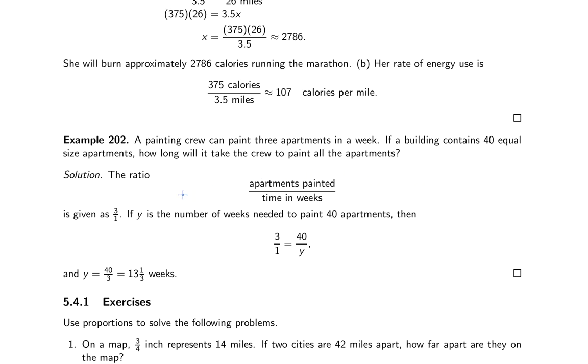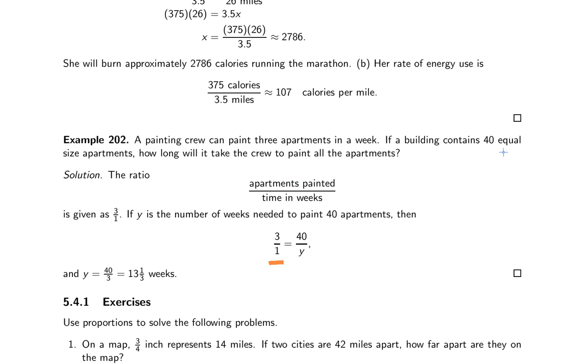So what's the rate here? Well, it's apartments painted per time in weeks. Okay, so the first sentence gives us the rate, 3 apartments per week. So that's this rate, 3 apartments over 1 week.